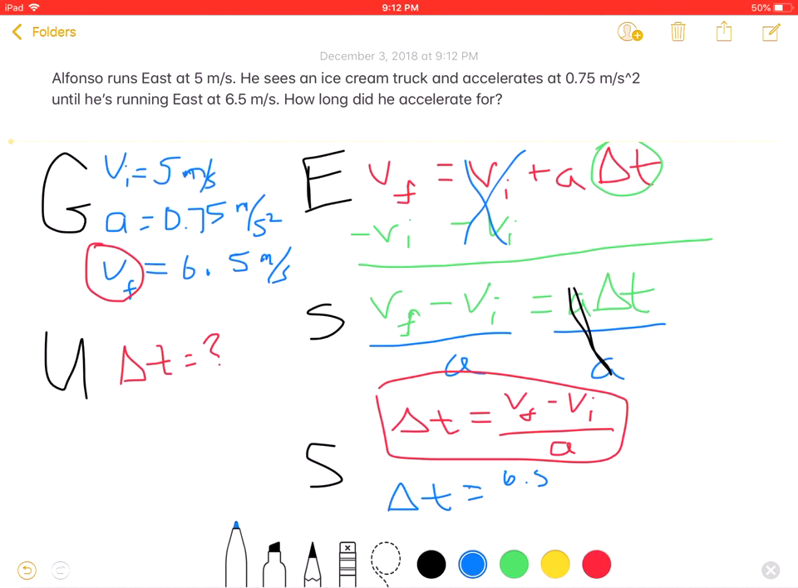I'm not going to bother writing units. You should, but it's really hard on this iPad right now. But you'll get it. So 6.5 minus 5, our initial velocity, over our acceleration 0.75. And we end up getting 2 seconds if we do that math. And that would be your final answer. This is how to solve for time using the VF equals VI plus A delta t equation.